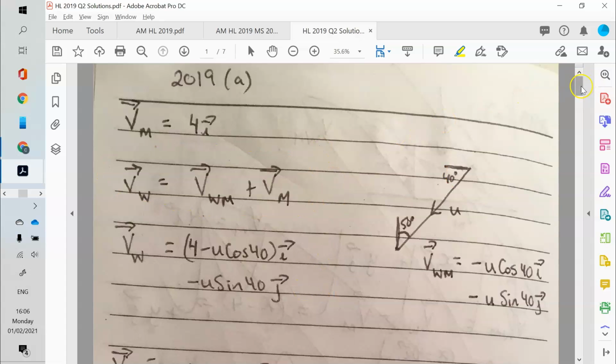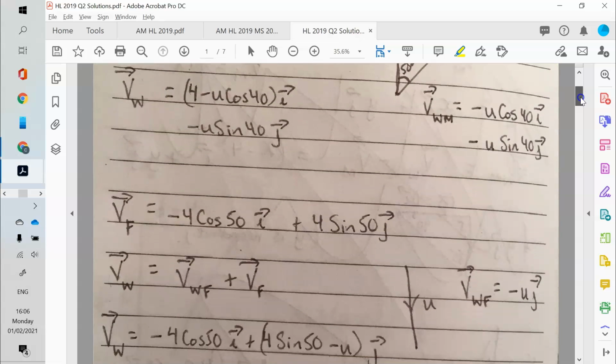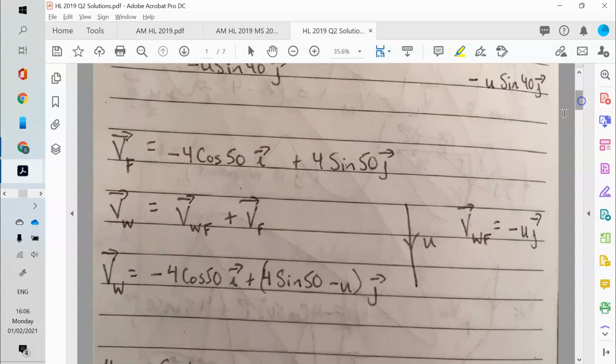Okay, we do the same with the information from the female. So the apparent velocity of the wind, as far as the female is concerned, is that it's coming from due north with the same speed. So the velocity of the wind relative to the female is going to be minus u in the j direction.